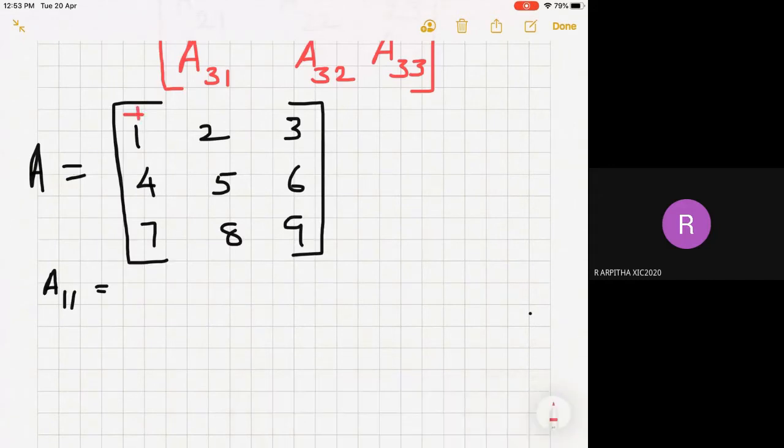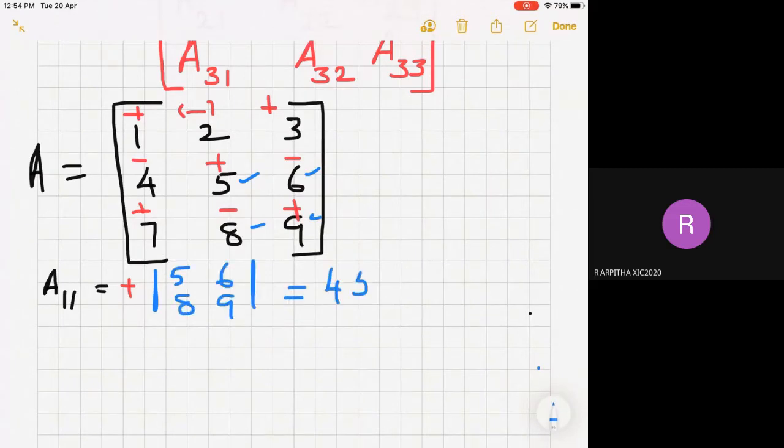This is plus, this one will be minus, this one plus, minus, plus, minus, plus, minus, plus. Now I have put the signs of the cofactors first. Now I'm going to write the cofactor of 1. What will be that? Plus. The row and column containing 1 I will delete, and you will get which determinant? 5, 6, 8, 9, and its value is 45 minus 48. The value is minus 3.